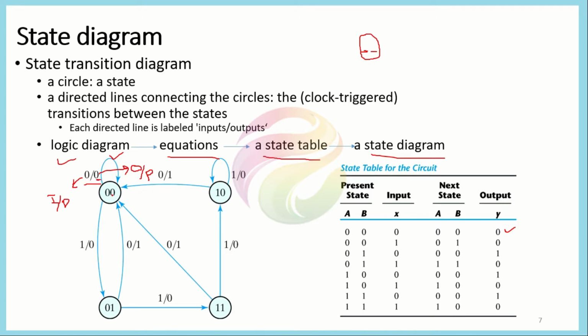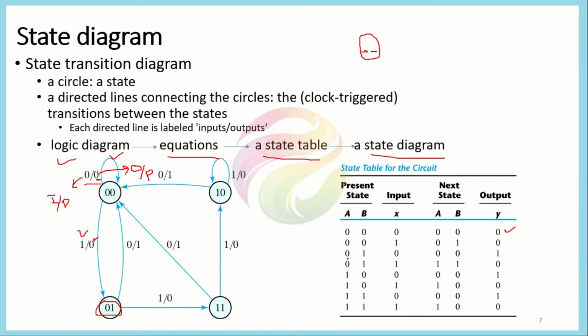So as long as the input remains equal to 0, x is equal to 0, we would remain at this initial state 0 0. Whenever we have x equal to 1 and we are at state 0 0, our next state would become 0 1. It means that we would move to the 0 1 state here, and this is represented by this arc. In that case, the output still remains 0, so that is why y is 0 here.